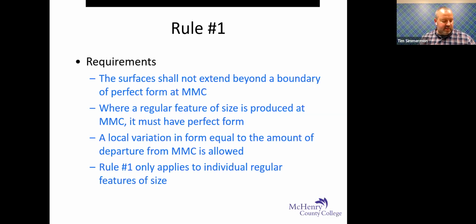Somebody pointed out, it is on page 74, I believe, in your book, the actual, true definition of what rule number one is. So we got that right. Double checking the book.